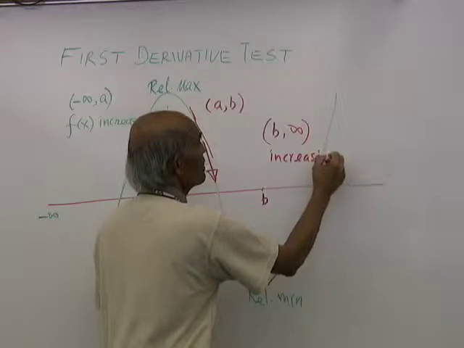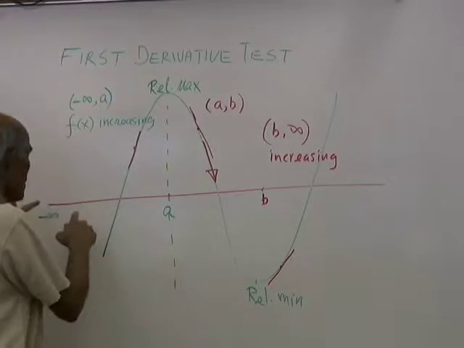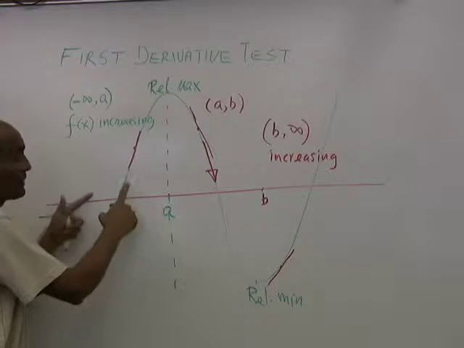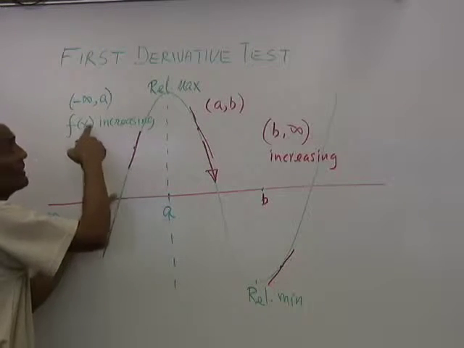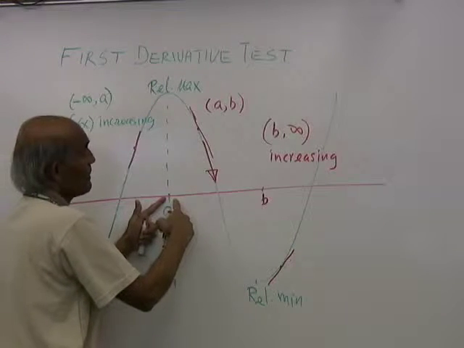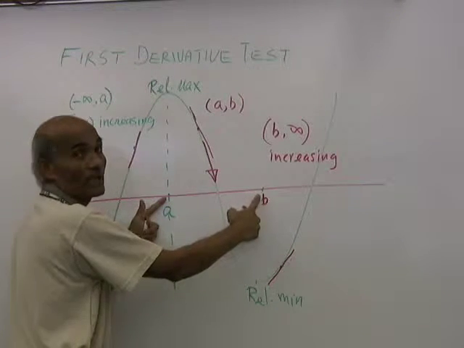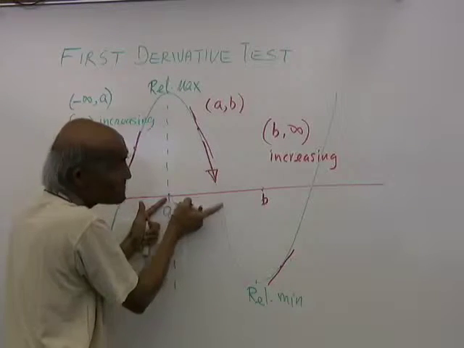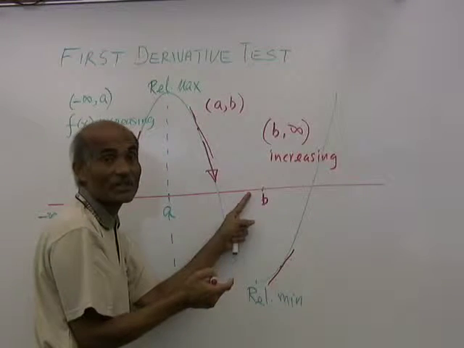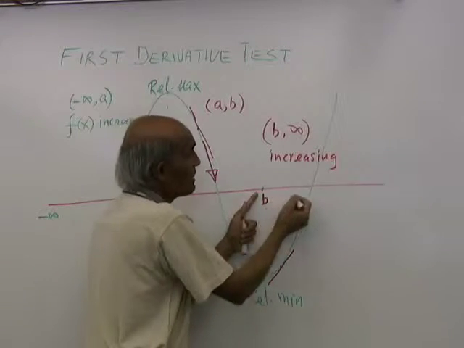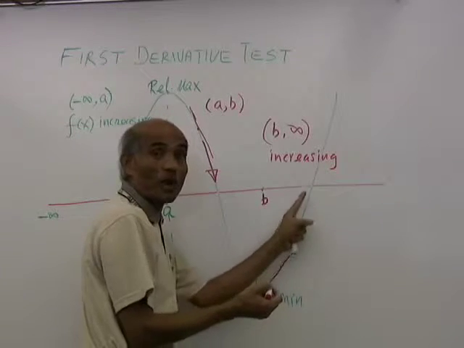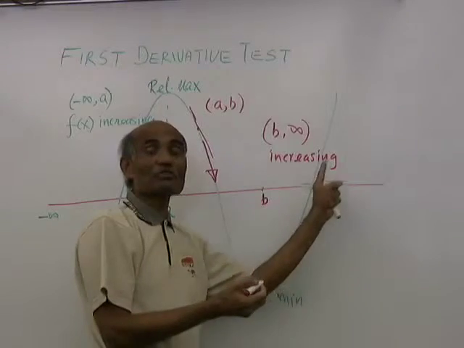Now, let's put it all together. On the interval negative infinity to a, the first derivative is positive, therefore the function is increasing. On the interval a to b, the first derivative is negative, therefore the function is decreasing. On the interval from b to infinity, the first derivative is positive, therefore the function is increasing.